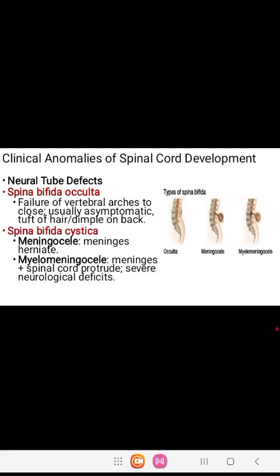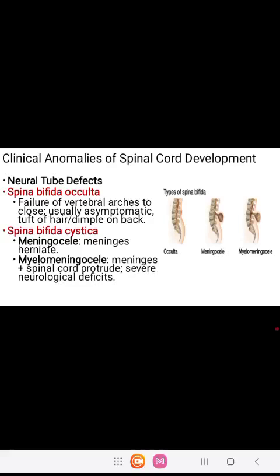spina bifida occulta. This actually is a very common anomaly, but people don't even know they have it, simply because it is asymptomatic. But they can get to know sometimes through a dimple on the back, seeing a dimple at the back showing a kind of depression, or at times a tuft of hair. There could be an indication that there is a spina bifida occulta that has occurred.